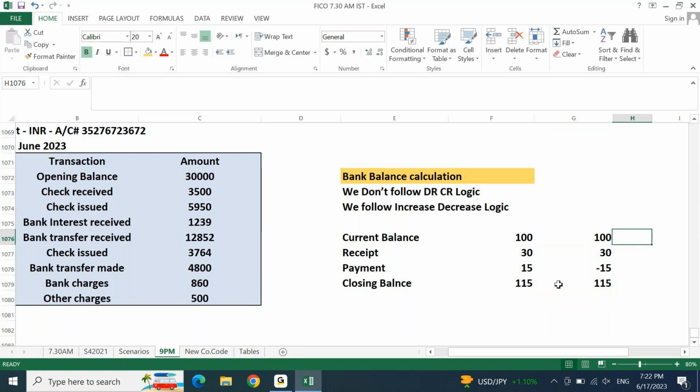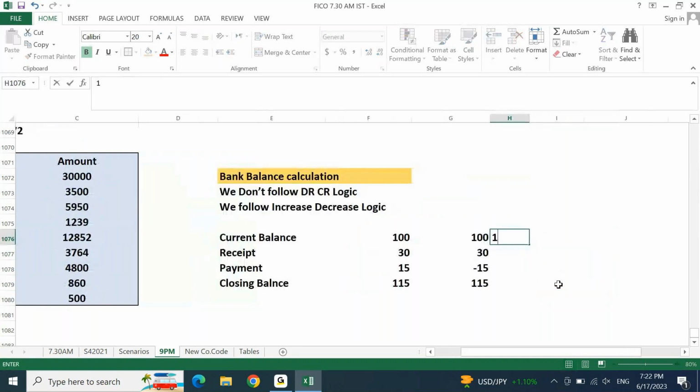Let me put the same number once again. I'll put 100 once again. Now anything that you are receiving, is it debit or credit? If you receive, is it debit or is it credit? Debit. Credit.